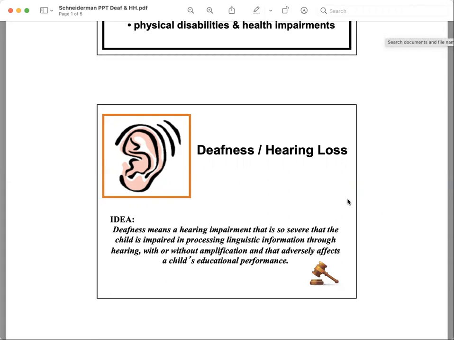It's important to notice how much that's emphasized and what's considered a disability. According to federal law, a child only qualifies for special education services if it affects educational performance. If it doesn't, it isn't considered something that qualifies the child for that.